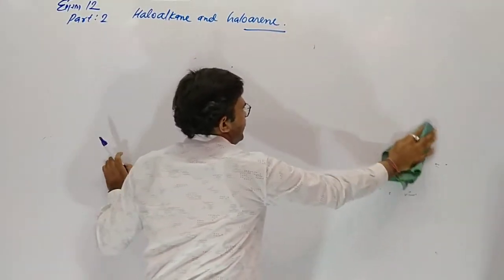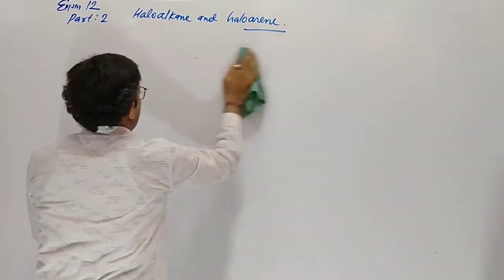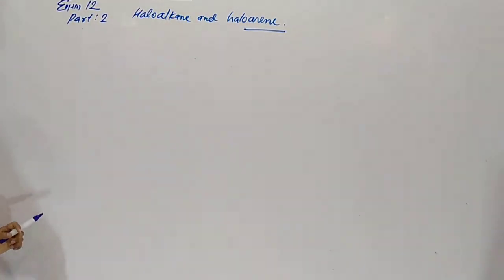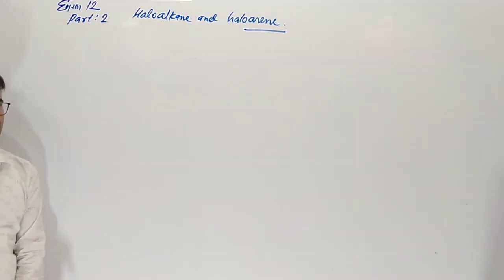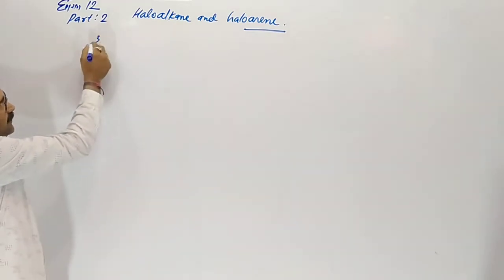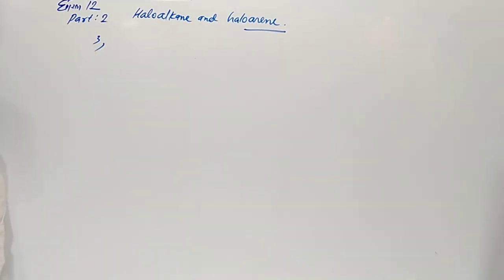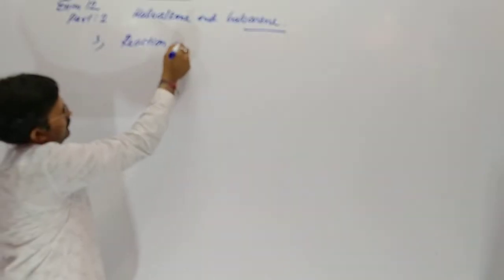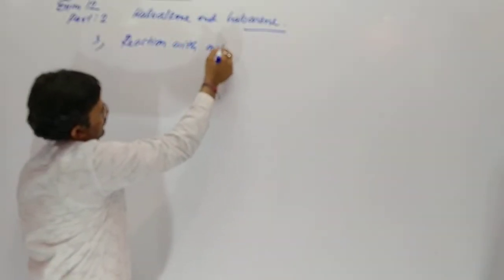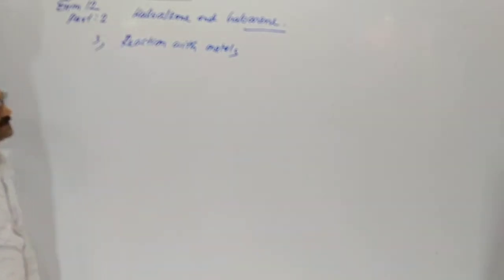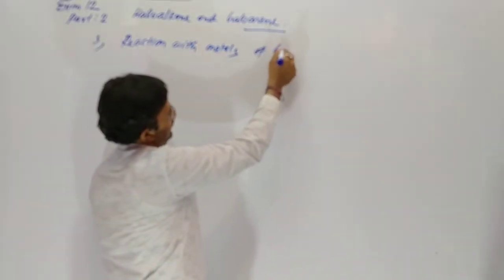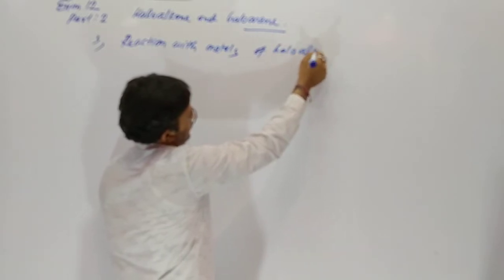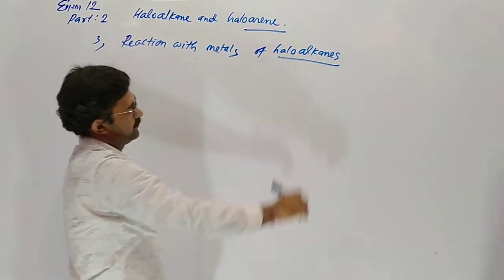We are in reactions of haloalkanes. The first one, substitution, SN1 and SN2. The second one, elimination, is completed. Now the third one is reaction with metals. Reaction with metals of haloalkanes, not haloarenes, haloalkanes.